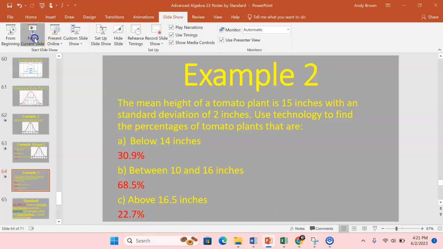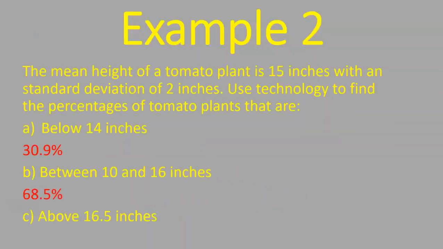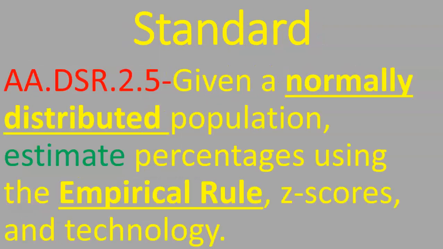So let's look at the standard. And again, those are those answers. And of course, we could do more there. I could show you z-score tables, but I'll leave it for now with those ideas. The standard says, given a normally distributed population, estimate percentages using the empirical rule, z-scores, and technology. So hopefully we've done that here.